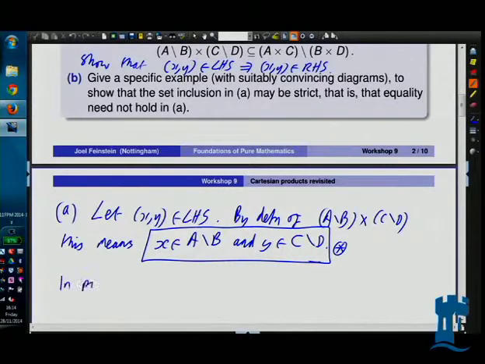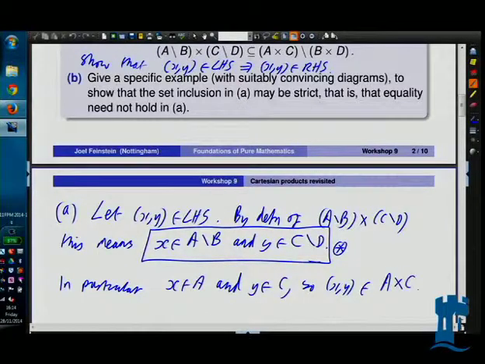In particular, x is in A and y is in C, so xy is in A cross C. So that's a good start. Okay? We've managed to show that xy is in A cross C, so all we need to do now to get it into the right-hand side is to show it's not in B cross D.